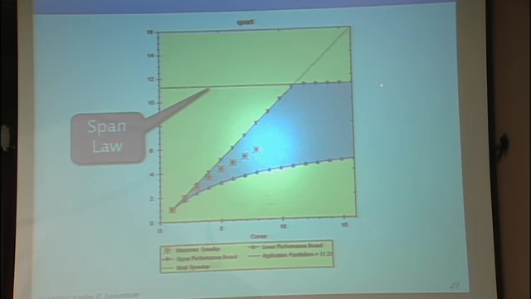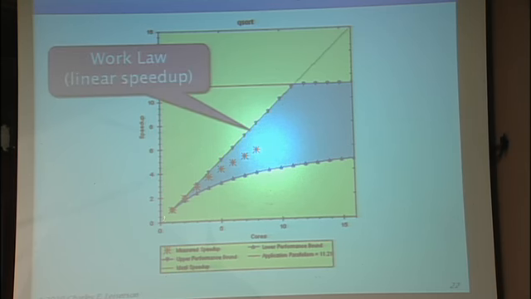Okay, so it tells you the span law. And it tells you the work law. This is the linear speedup. If you were having linear speedup, this is what your program would give you. So it gives you these two bounds, the work law and the span law, on your speedup.